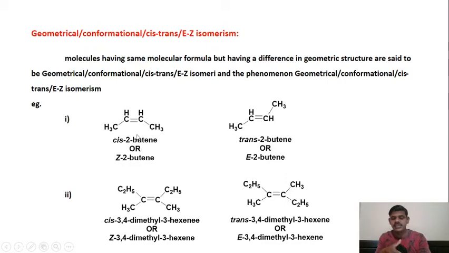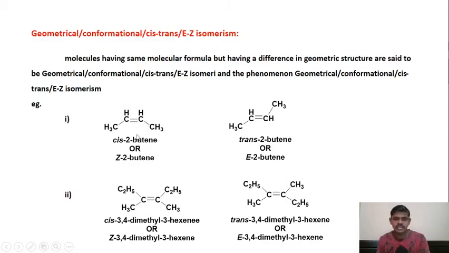Now another example is trans-butene. Here one group is coming towards you and one group is coming towards me. This CH3 is coming towards you and this CH3 attached to the double bond is coming towards me. So this is trans-butene. If you see it in three-dimensional space, in cis these two groups are coming towards you, while in trans one is coming towards you and one is coming towards me. So there is a difference in the geometry in three-dimensional space, right?